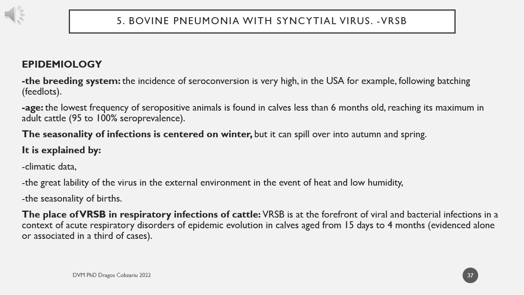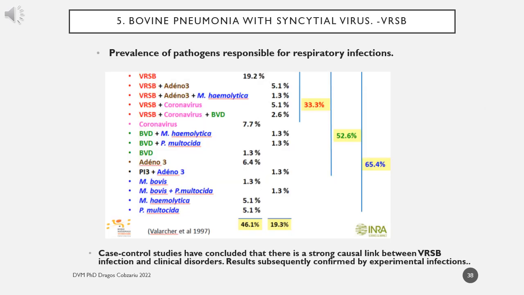The place of VRSB in respiratory infections of cattle. VRSB is at the forefront of viral and bacterial infections in a context of acute respiratory disorders of epidemic evolution in calves aged from 15 days to 4 months, evidenced alone or associated in a third of cases. Prevalence of pathogens responsible for respiratory infections. Case control studies have concluded that there is a strong causal link between RSV infection and clinical disorders. Results subsequently confirmed by experimental infections.